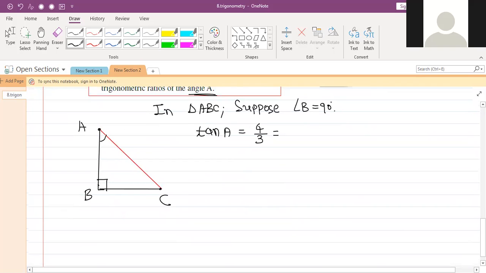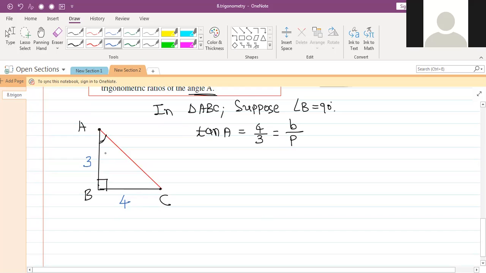Here we can compare with this one, perpendicular upon base. Now you can compare 4, that is base, and perpendicular, that is 3. So according to this figure, this one is our base and this one is our perpendicular. Understand this thing? How can I put here 4 and 3?